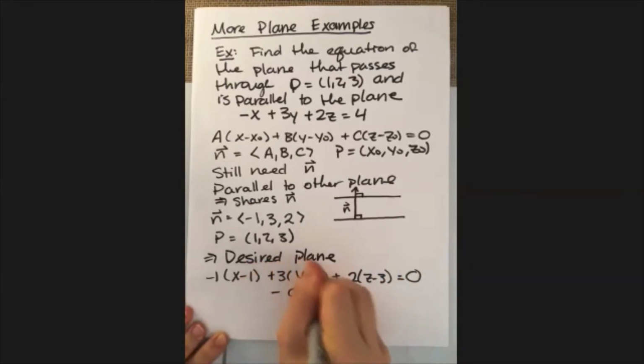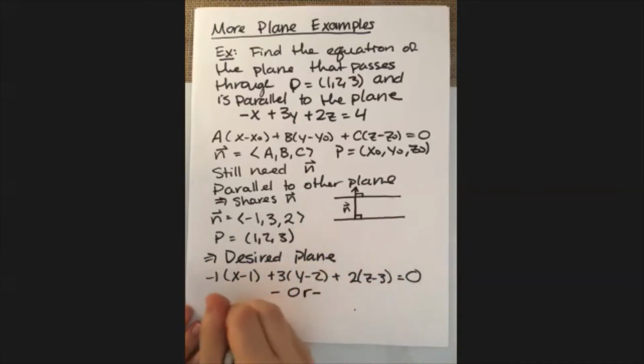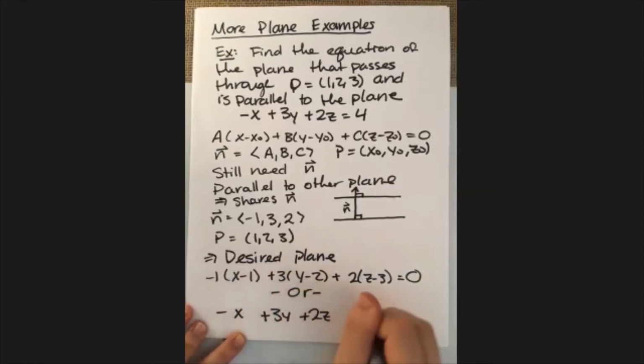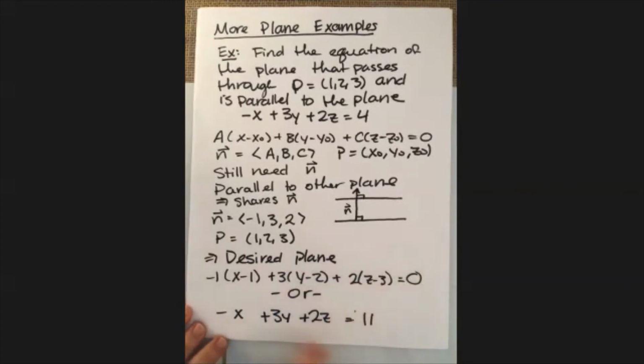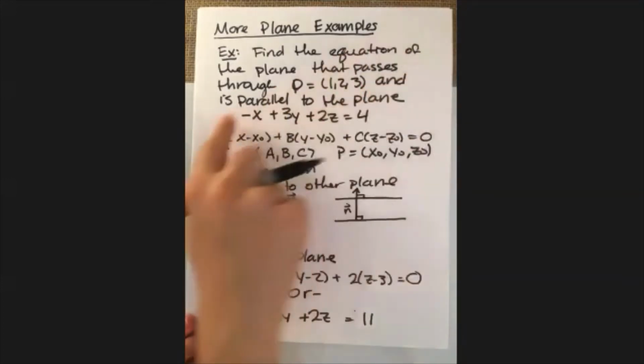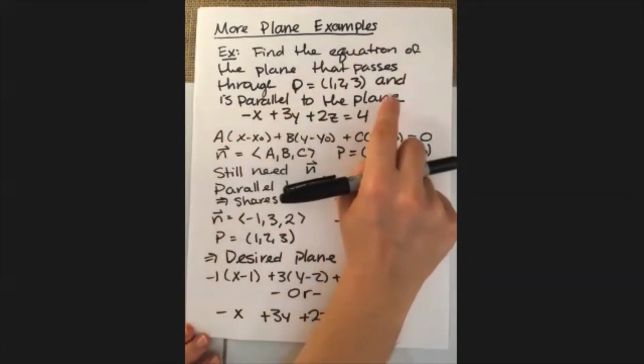Or if we want to reformat it, we can take it as negative x plus 3y plus 2z is equal to 11, which is obtained by just distributing each one of these coefficients, adding up all of the constant terms, and moving them to the right. So that's pretty much all there is to this example when we're given a particular point on our plane and then a plane that we want our plane to be parallel to.